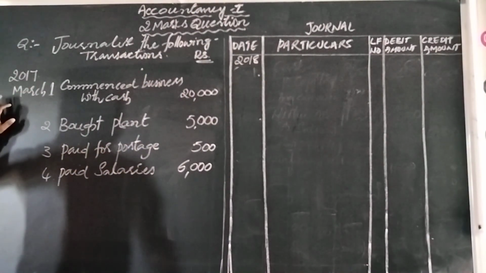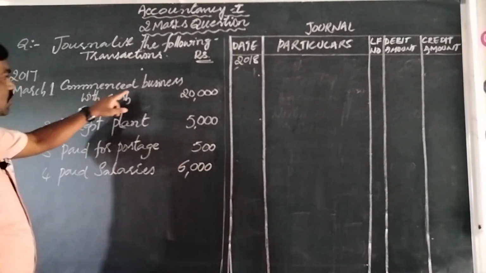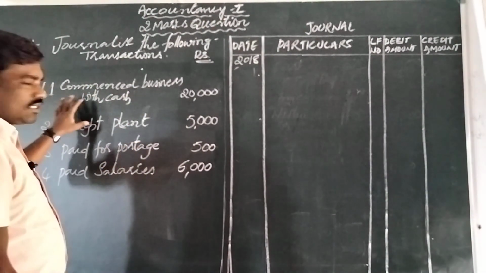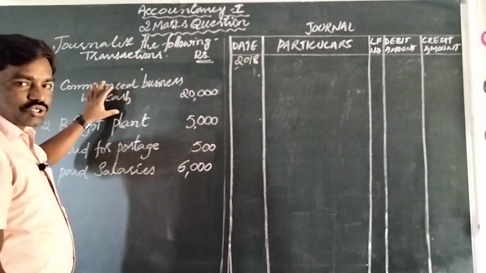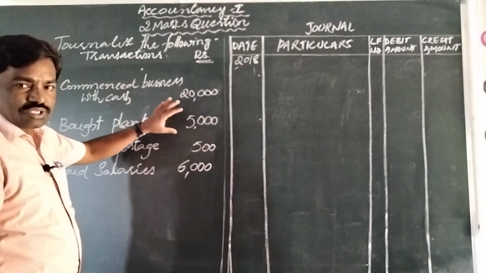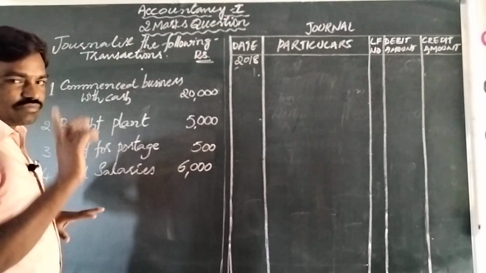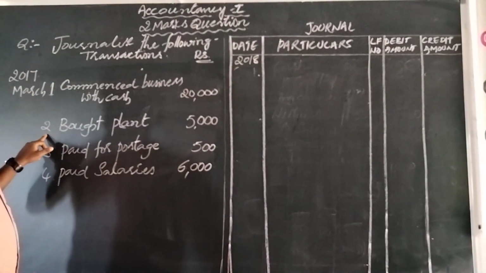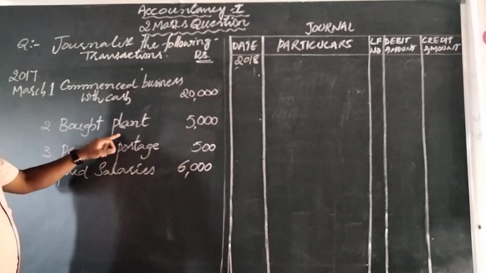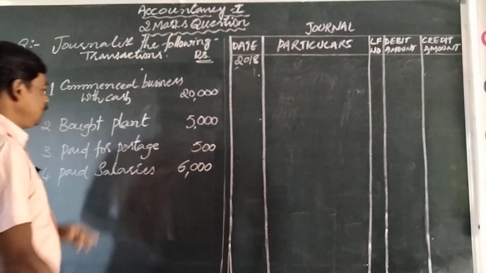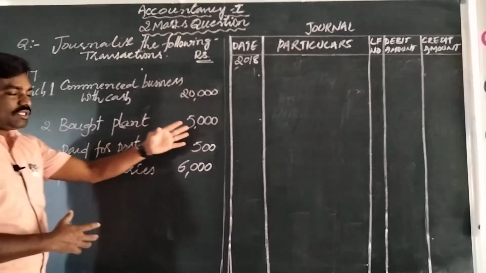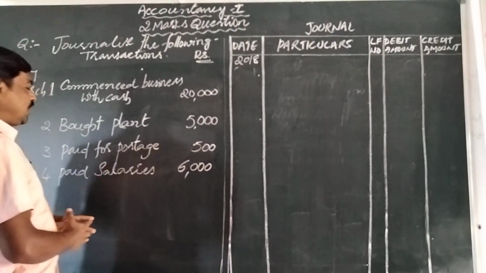2017 March 1st commenced business with cash rupees 20,000. So here business started with cash rupees 20,000 as capital. This is the first point. And second one, on March 2nd bought plant for 5,000. Plant means here machinery. So a machinery purchased for rupees 5,000. For this we can write one entry.